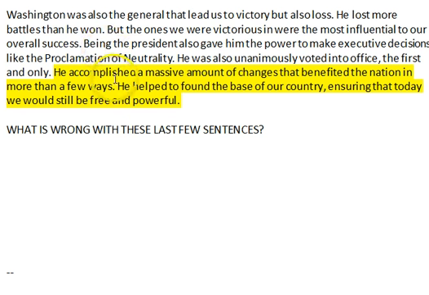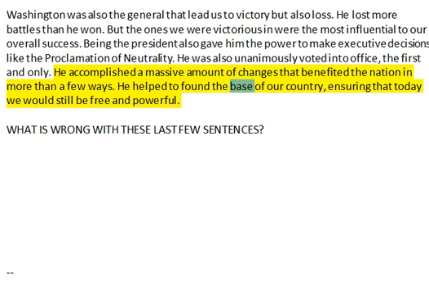And then these last two sentences say he accomplished a massive amount of changes that benefited the nation in more than a few ways. But you're not specifying any of those ways. And so that sentence really doesn't do any work. And similarly here, he helped to found the base of our country, ensuring that today we would still be free and powerful. How did he do that? What base are you talking about? When you do an ID, you need to include specifics.